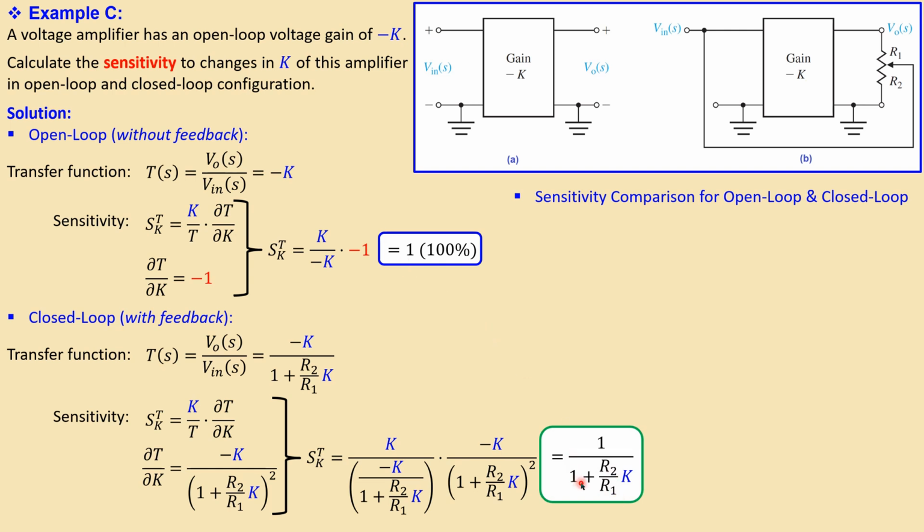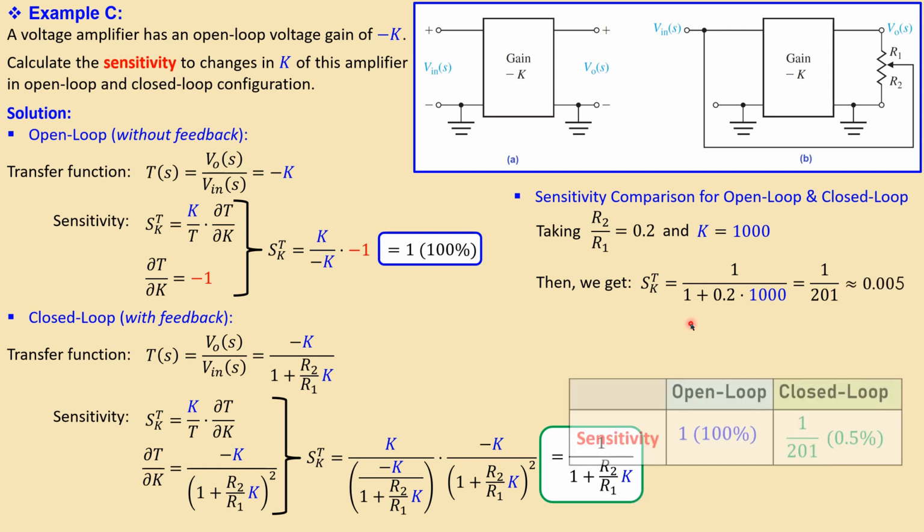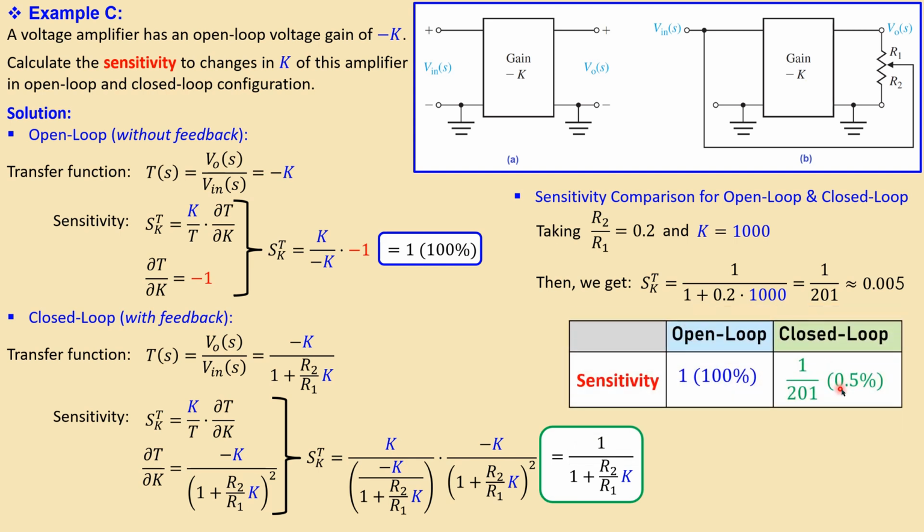This can be different. Now we will then compare that, comparing the sensitivity of the open loop and the closed loop configuration. Now let's take some values. Let's say the ratio for this one is 0.2, and also that K is 1000, for example. What we have is then the following. We just substitute the values in here, you get 1 over 1 plus 0.2 times 1000, that will give you 1 over 201, which is approximately 0.005. And that means it is actually only 0.5%, of course, using these values.